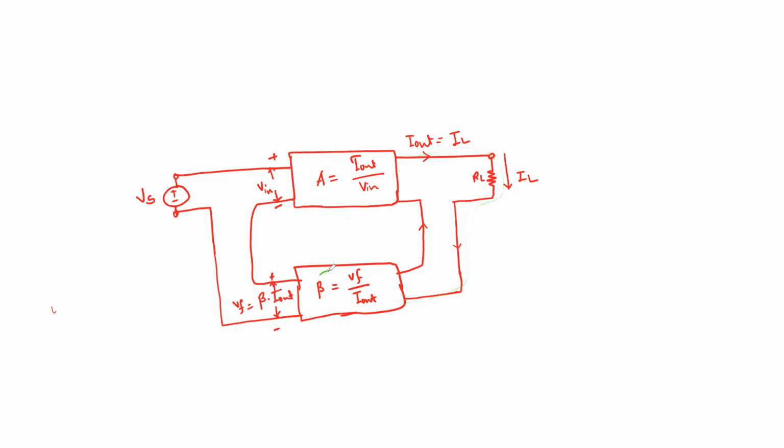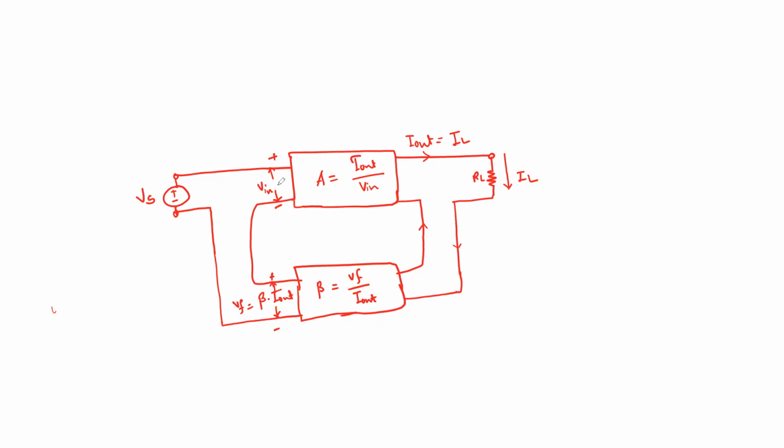to your feedback network or feedback circuit, which has a gain equal to the output voltage divided by the input current. Now, the input to this feedback network is I out, and the output of this feedback network is the feedback voltage. So therefore, we can write beta is equal to Vf over I out, or Vf, it generates the output voltage. It will be equal to beta times I out. Just beta times I out will give you the Vf.